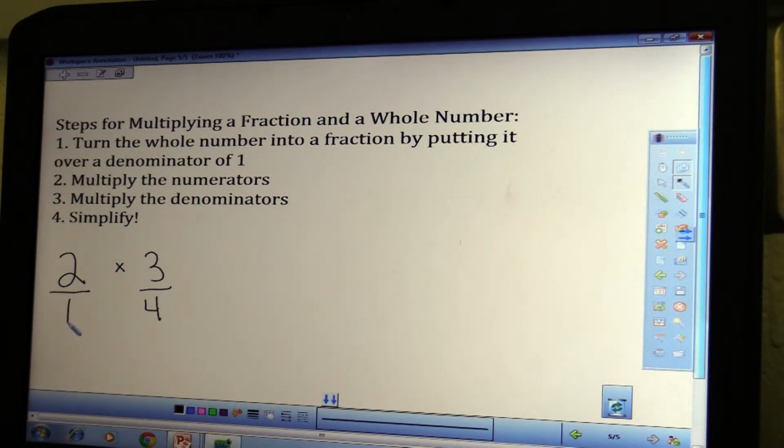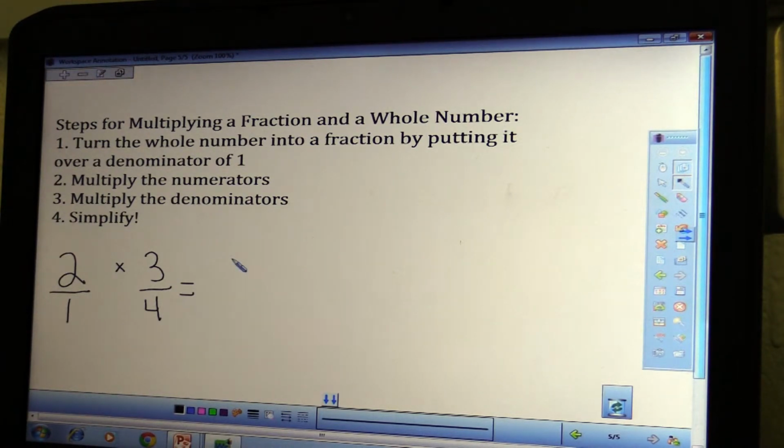That way we're not actually changing the value of our whole number. 2 is the same as 2 over 1 because this fraction is the same as saying 2 divided by 1, which is 2. So we haven't changed the value of our number. Now we've just created two fractions so that we can easily multiply the numerators together and multiply the denominators together. This is different from adding and subtracting fractions because we don't need common denominators. We just simply multiply the numerators, multiply the denominators, and then we simplify.